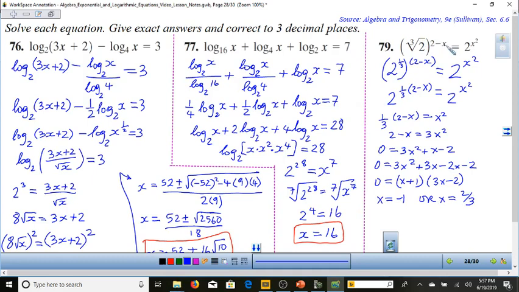If you use -1 for x here, you get 2 minus -1 is 3. Cube root of 2 cubed is just 2, and 2 to the -1 squared is 2, so that works. If you use 2/3, a little trickier. 2 minus 2/3 is 4/3, and the cube root of 2 raised to the 4/3 is the same as 2 raised to the 4/9. And if you do 2/3 squared, you get 4/9. So both of these answers actually do work. Let's move on to the next examples here.